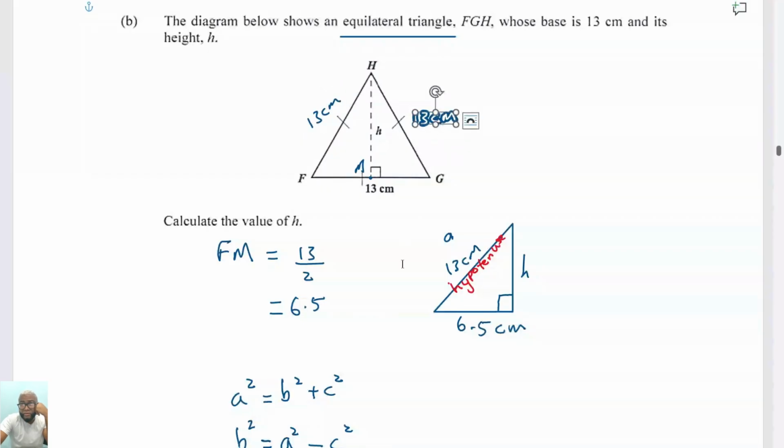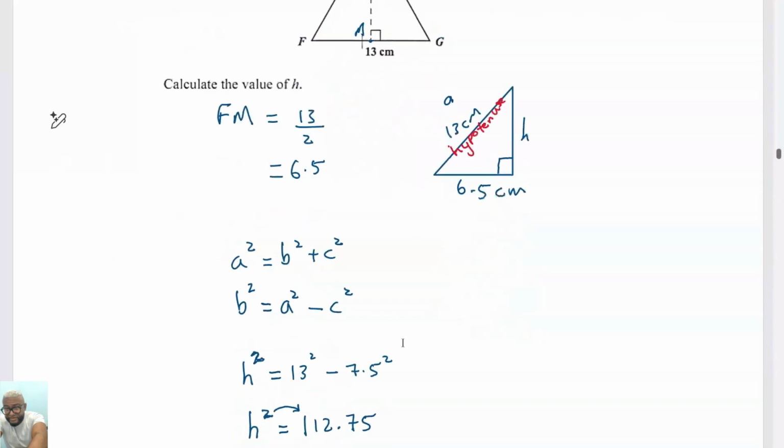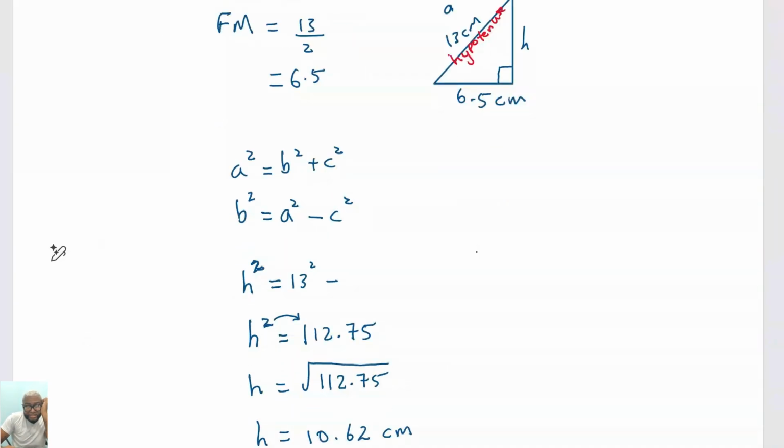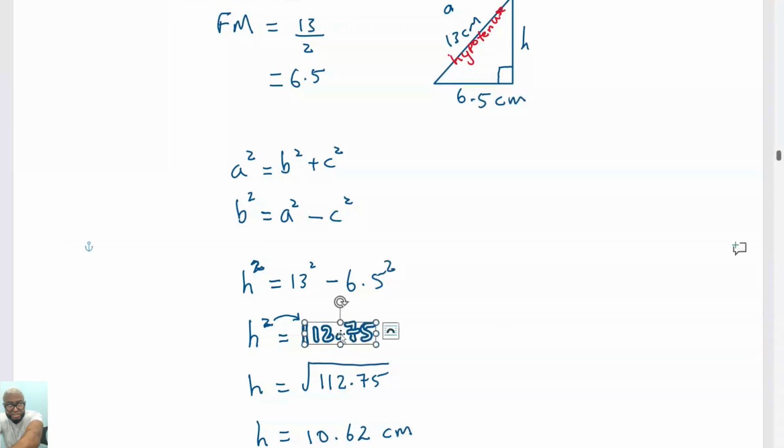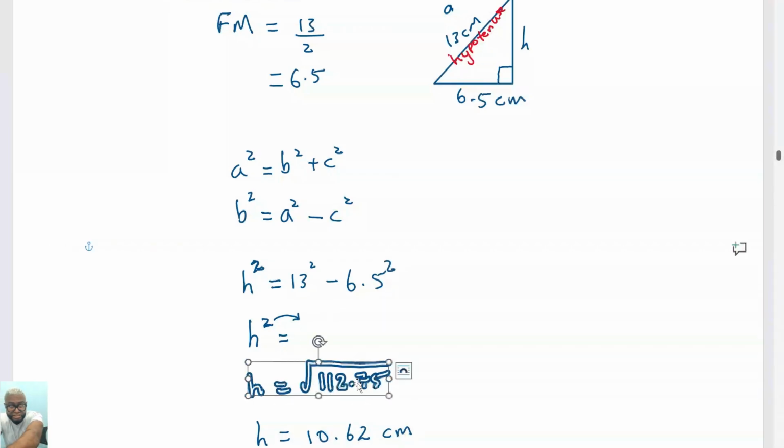Now, if they want us to calculate the value of h, I'm going to split this line underneath here into 2. 13 divided by 2 will give me 6.5. So this line at the base here from F to, let's call here M, from F to M would be 6.5. Now I had 7.5 here, this is a mistake. So this will be actually 6.5 squared. So all this would have to change. Delete, delete, delete.